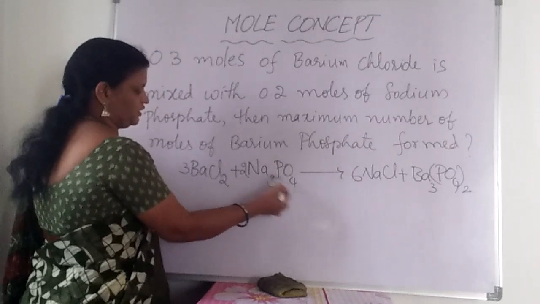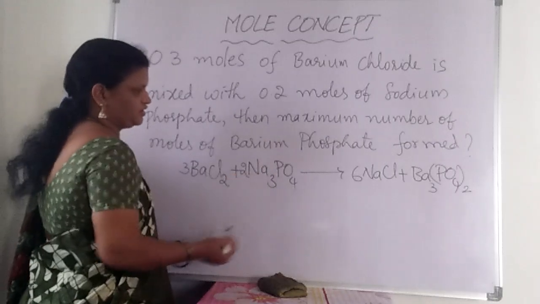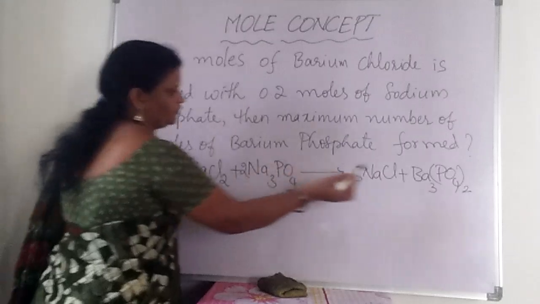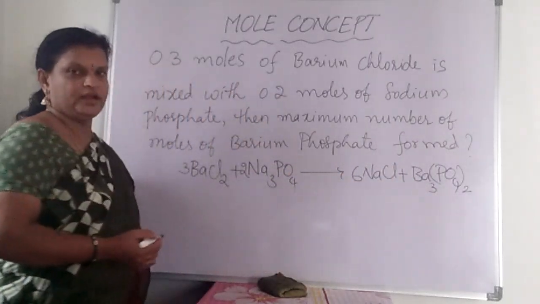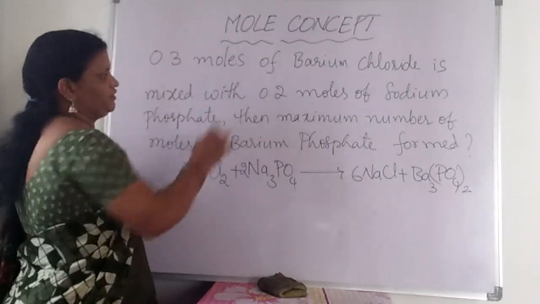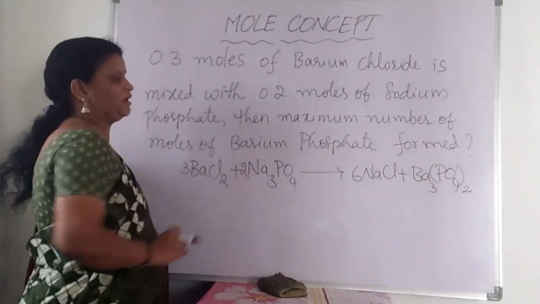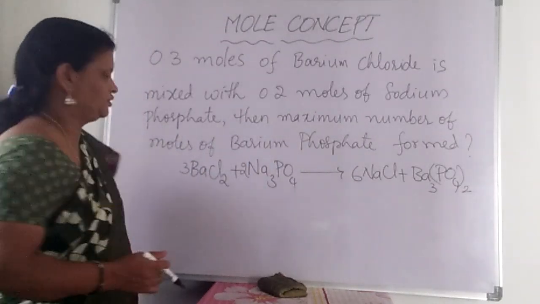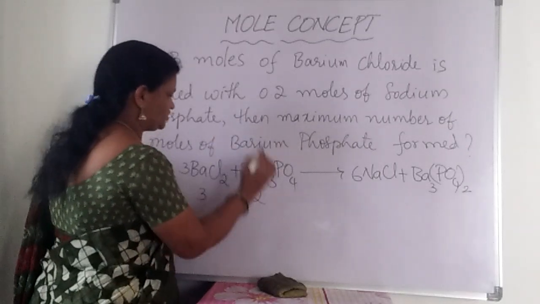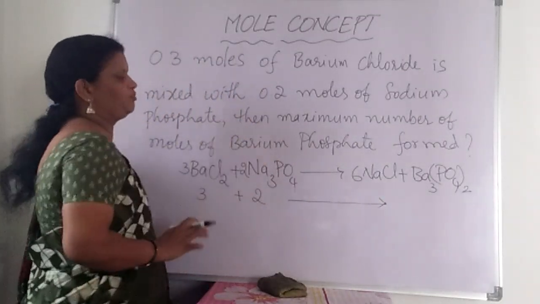Then for phosphate, let us take phosphorus separately and oxygen separately. Phosphorus is there 2 times, phosphorus 2 atoms. Now here oxygen 4 into 2, here also 4 into 2, totally 8, right? Now it is balanced. So here they have given the question based on only moles. So let us write the number of moles based on the balanced equation. After that we'll see the question. So here 3 moles of barium chloride is reacting with 2 moles of sodium phosphate. Then we are going to get, here in the question they are asking only about barium phosphate.